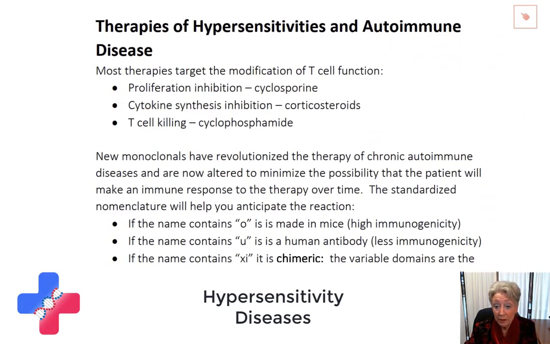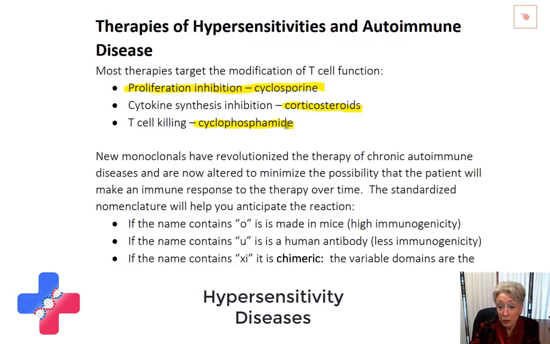Therapies are not pretty. Remember that I'm going to have to immunosuppress the patient in a drastic way. I will use something to inhibit proliferation like cyclosporin. I will use corticosteroids to decrease cytokine synthesis, or I will out and out kill T cells to stop the generation of the cytokines that causes the problems to get worse.